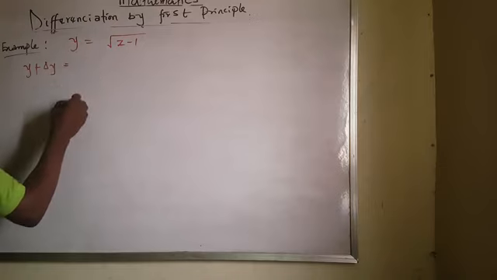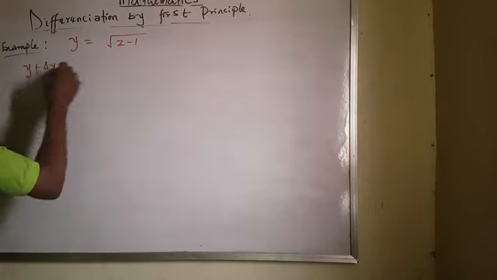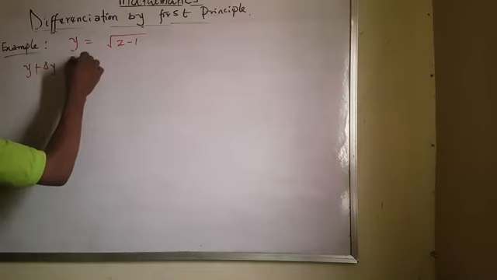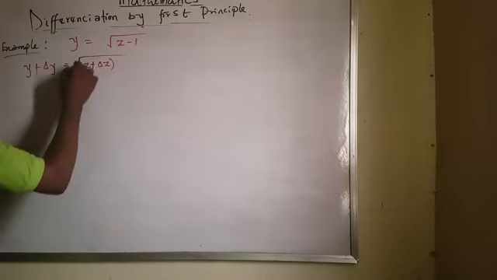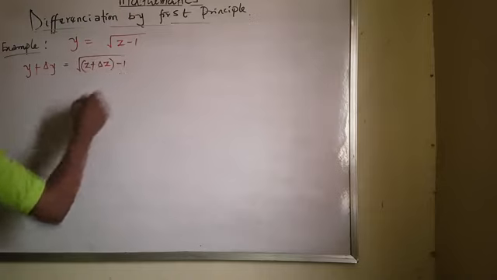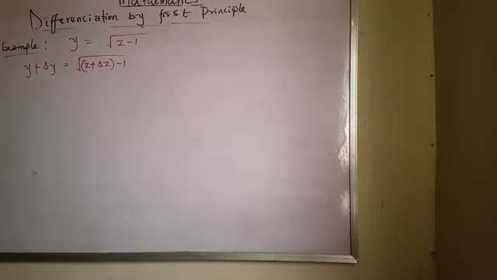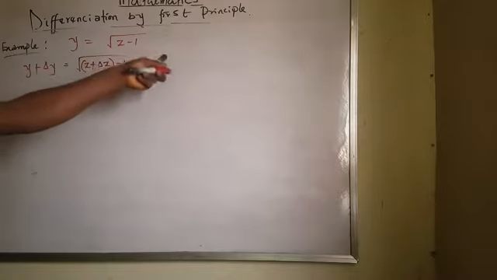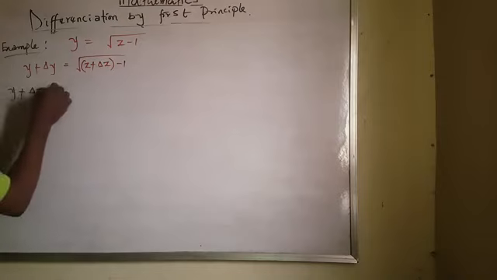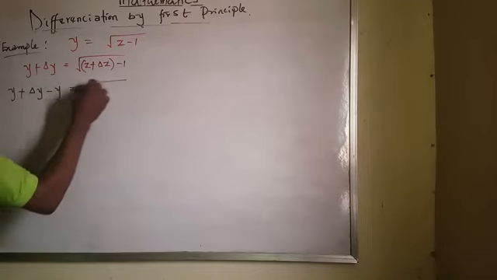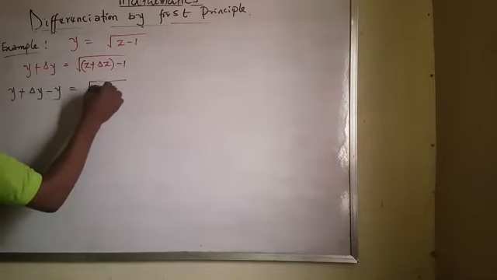Y plus change in y can be equal to what? We have y plus change in y equals the square root of z plus change in z, put in brackets, minus 1. Now y is a function of z. So here we have y plus change in y minus y. That can be equal to what? The square root of z plus change in z minus 1.